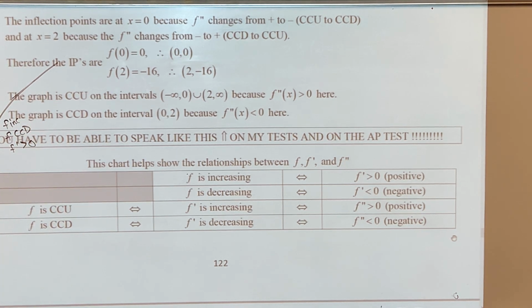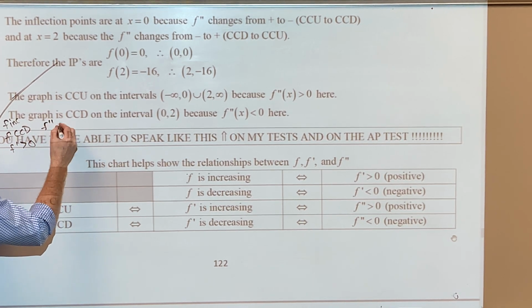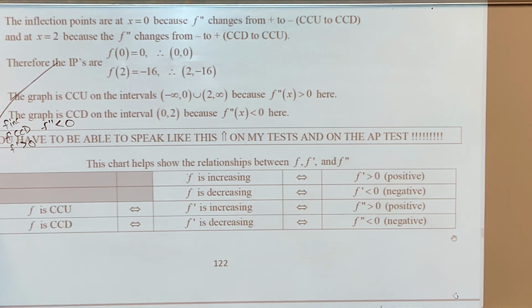But the second one, you would have gotten a negative second derivative. Yes. Right here, concave down, the second derivative is definitely negative, whereas this, the second derivative is definitely positive.